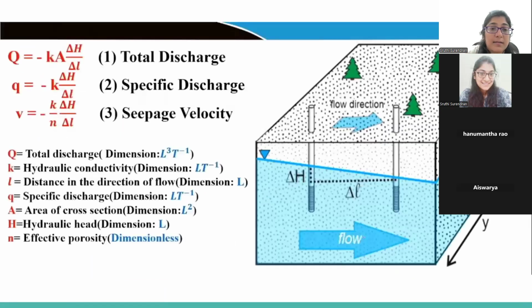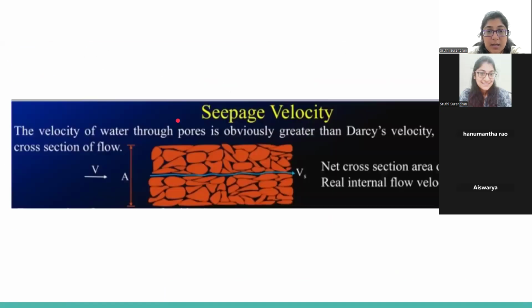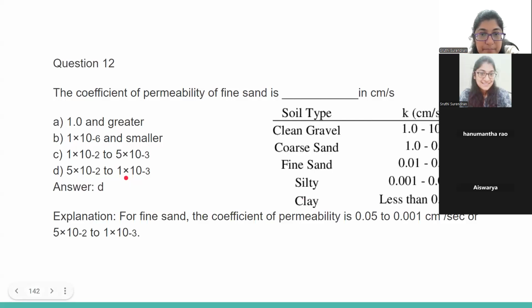Another concept is this: what is seepage? What is actual velocity or seepage velocity? Actual velocity is when you take the entire cross-sectional area into consideration. Seepage velocity is when you take only the small area. So when you divide the actual velocity by the porosity, you will get seepage velocity. Physically, it means the velocity of flow when it passes through this much cross-sectional area of pores.